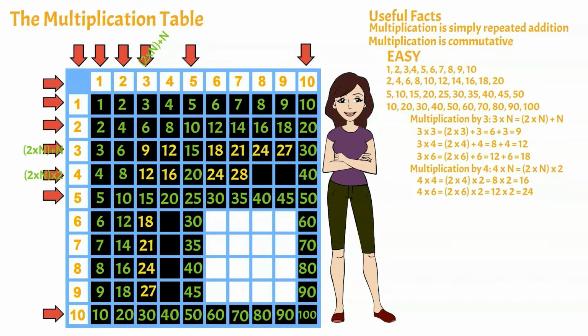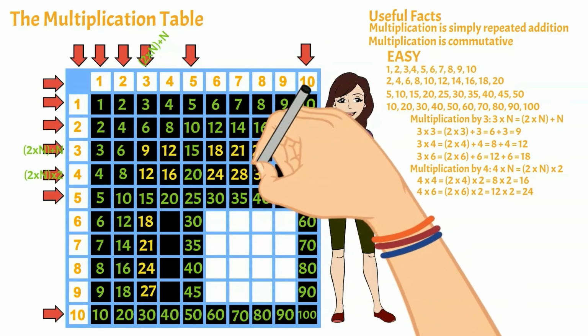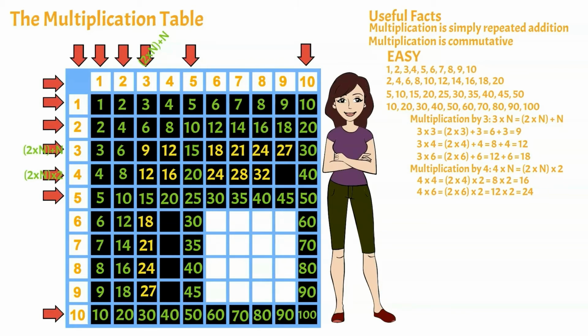Next, 4 times 8 equals 2 times 8 times 2. This is equal to 16 times 2, which is equal to 32. Next, 4 times 9 equals 2 times 9 times 2. This is equal to 18 times 2, which is equal to 36.